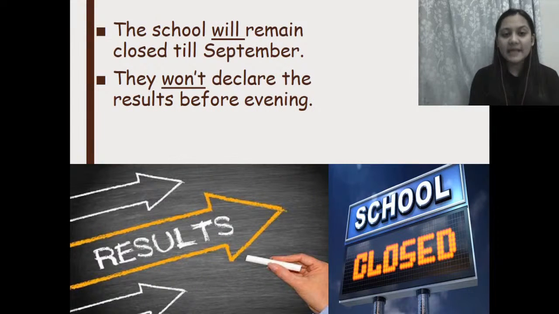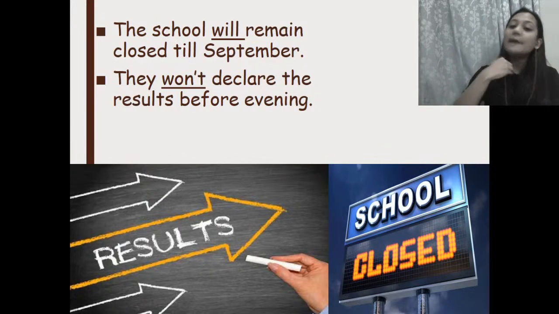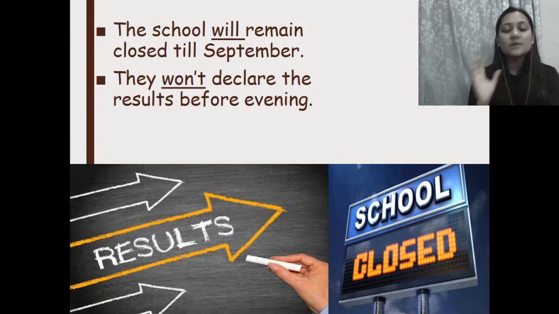Now, for example, the school will remain closed till September, right? So this is something on which we have no control. Let's just say, for example, I and you are not the government people who actually set plans for something. So therein, something which is bound to take place, but उसमें आप कुछ नहीं कर सकते हो. In that scenario also, you use will.